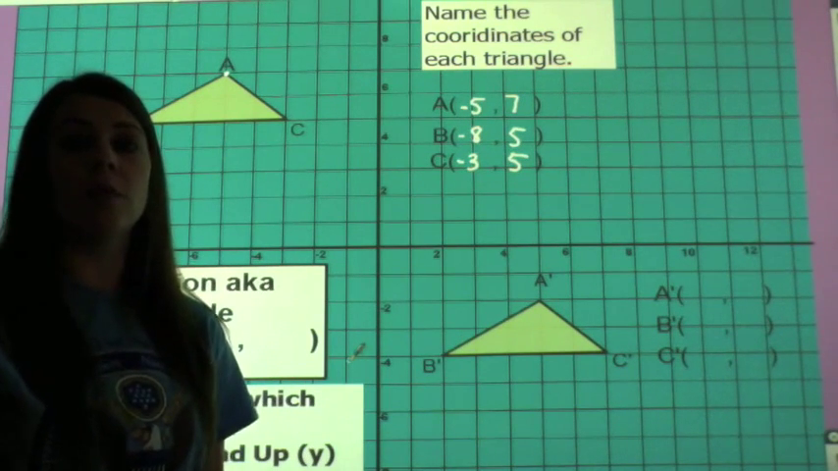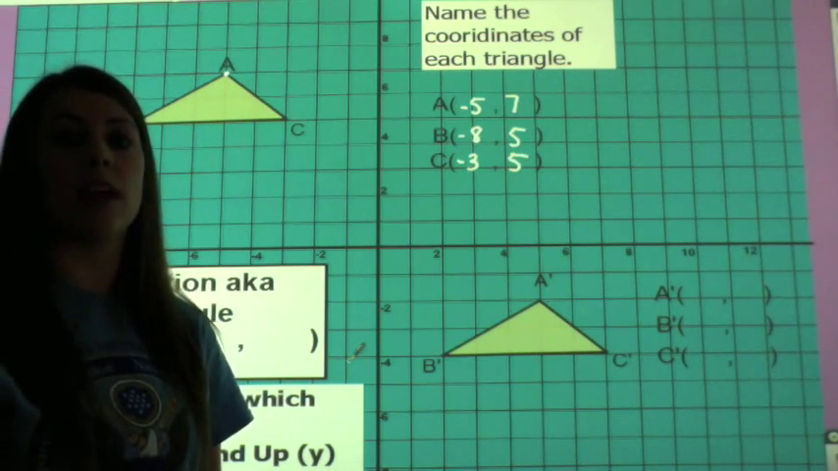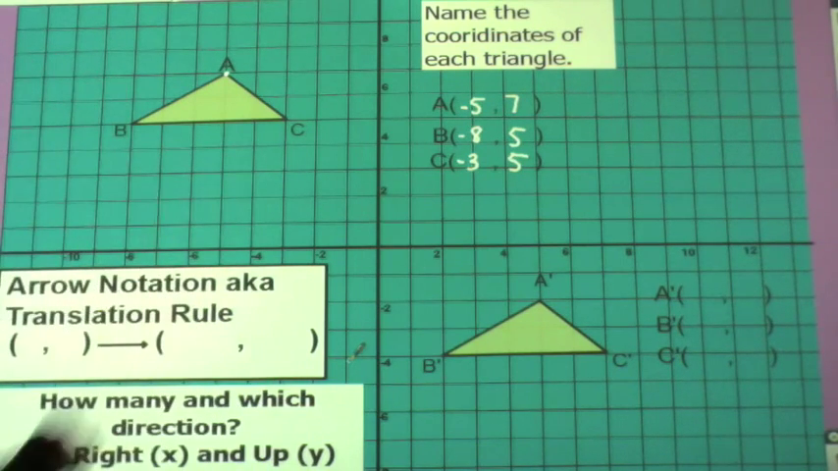You can take any of the points A, B, or C and match it up with A prime, B prime, or C prime. So if I take A, I'm going to match up A with A prime. A moved to the right 1, 2, 3, 4, 5, 6, 7, 8, 9, 10 spaces. And then it moved down 1, 2, 3, 4, 5, 6, 7, 8, 9 spaces to get to A prime.